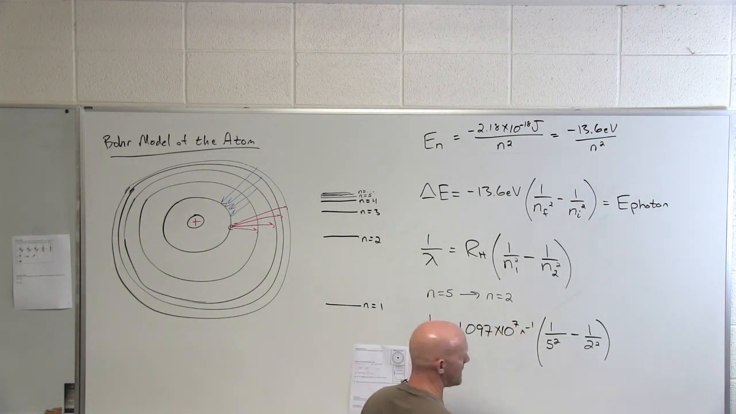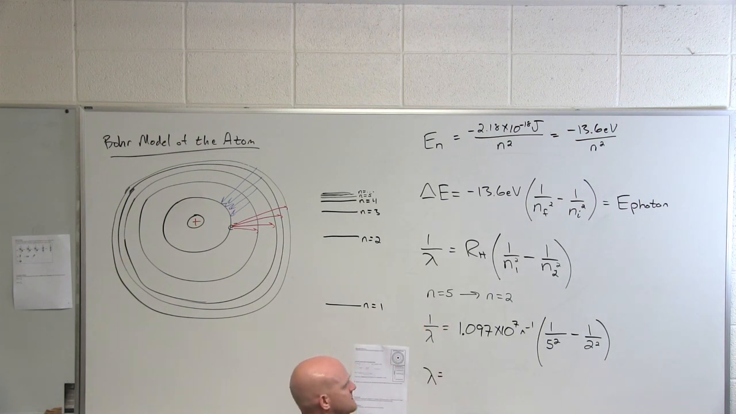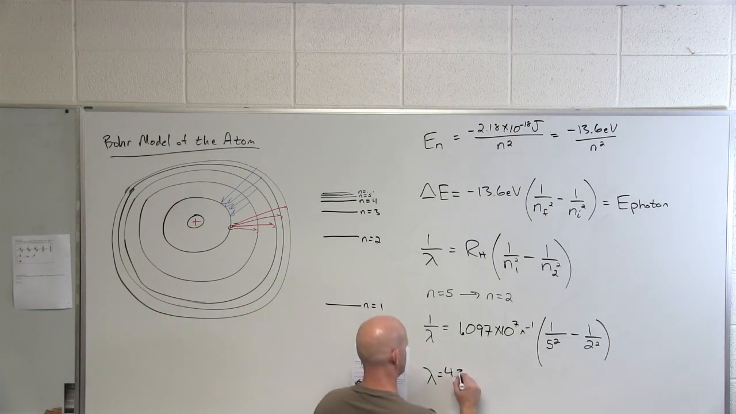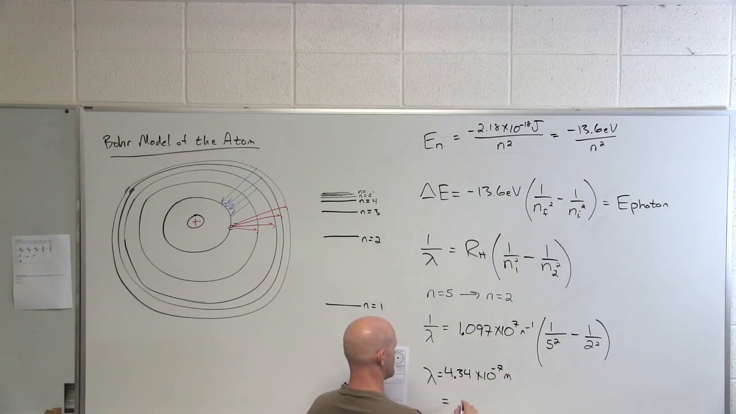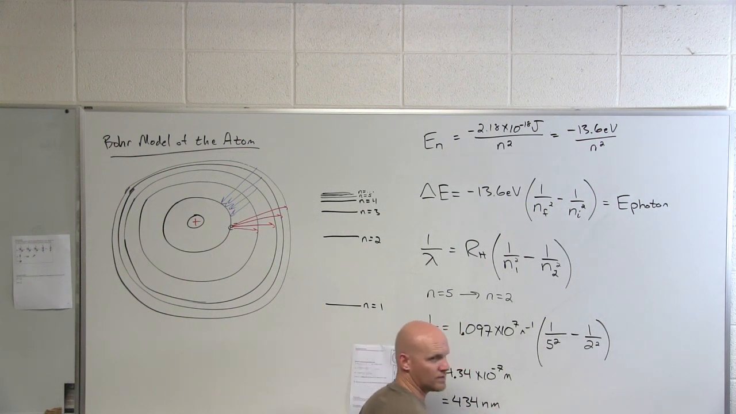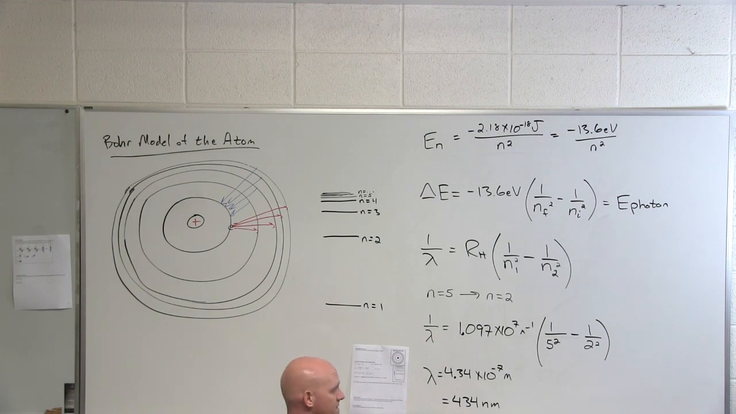And can anybody get me the wavelength that would be associated with this? And what is that equal to in nanometers? Cool. And what part of the spectrum might this be at 434 nanometers? Yeah, it's probably in the blue-violet region of the visible spectrum.